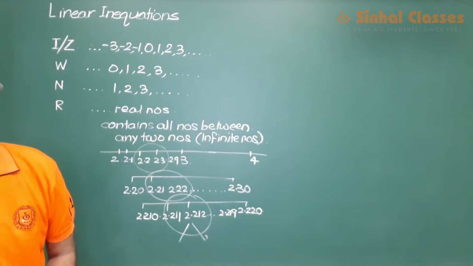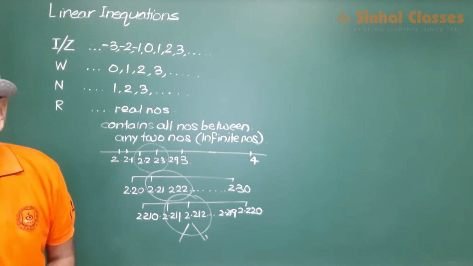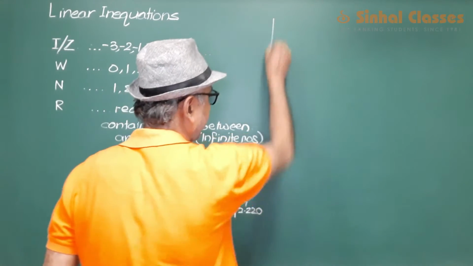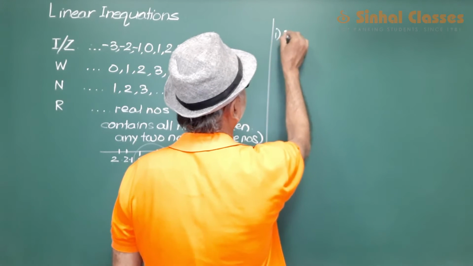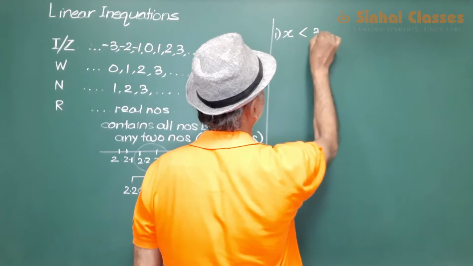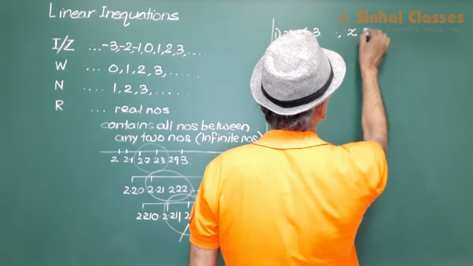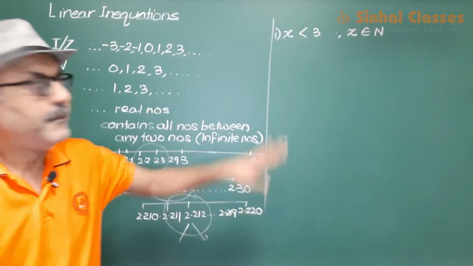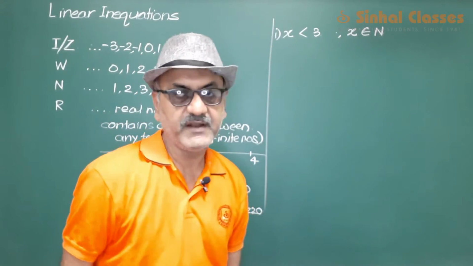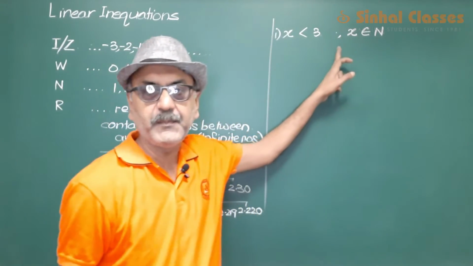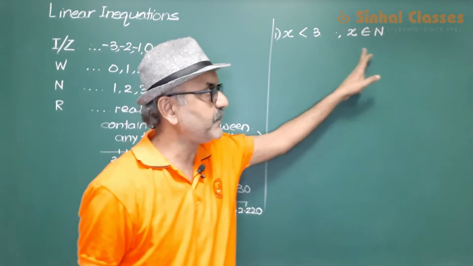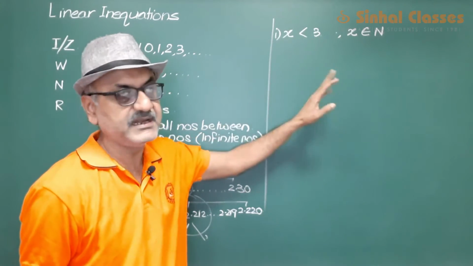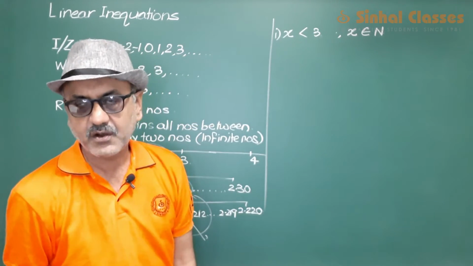Now let us take an example. x is less than 3 and x belongs to the set of natural numbers. This is called the replacement set, and we have to find the solution for x is less than 3. You are asked to represent this on a number line.